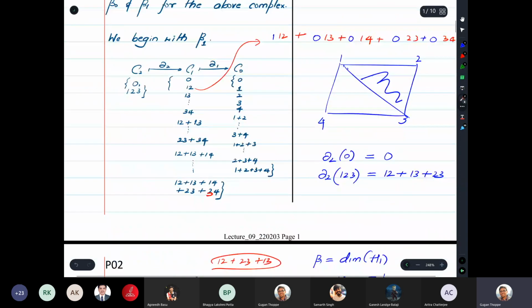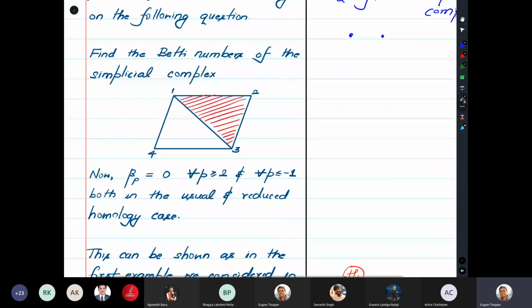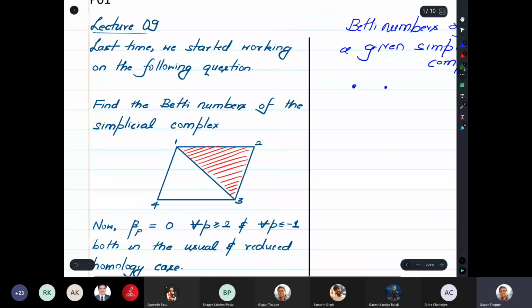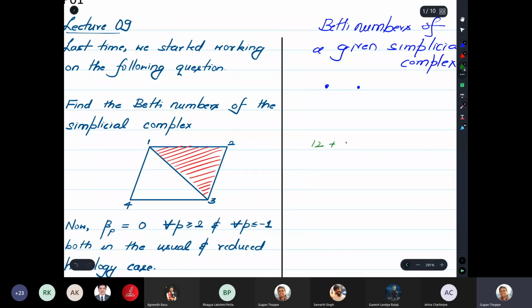Now let's go back to the figure and see what these two one chains represent. The first one chain that was there in Z1 was 1 2 plus 2 3 plus 1 3. You can see that this one chain corresponds to this one cycle over here. Is this okay? And the other one chain that was there in the kernel was 1 3 plus 3 4 plus 1 4. As you can see, this corresponds to this part over here.